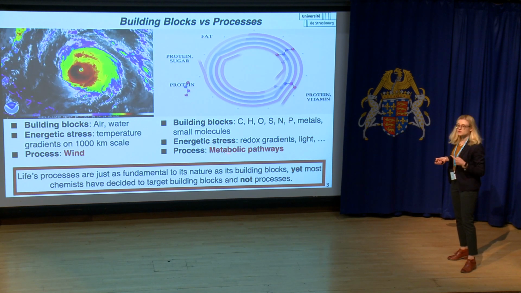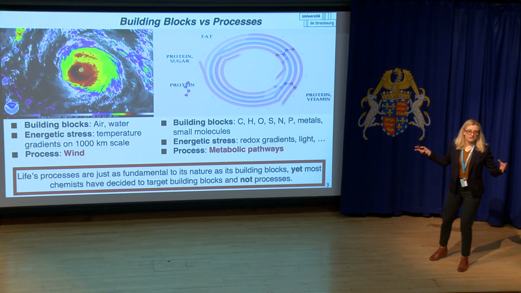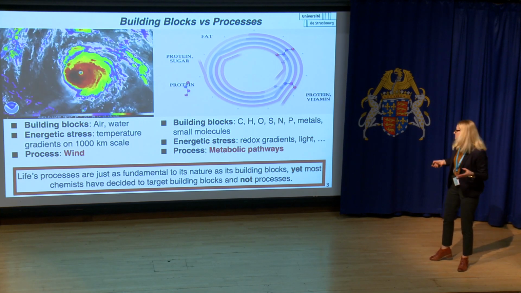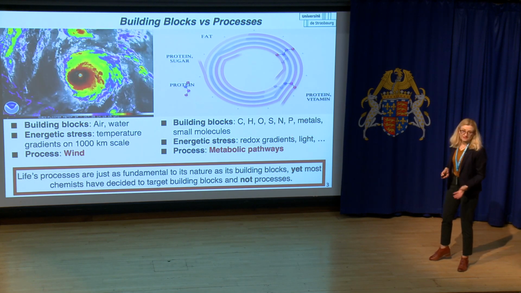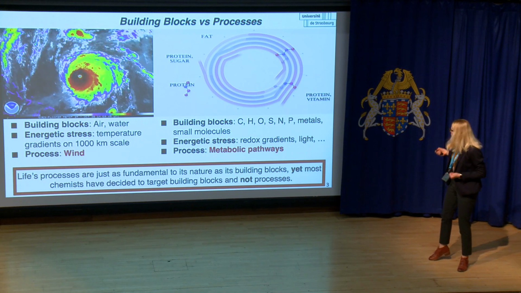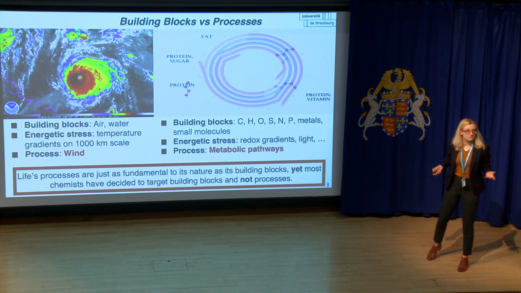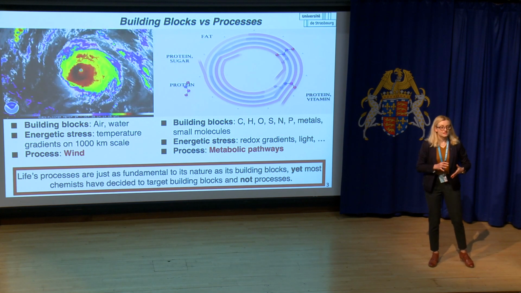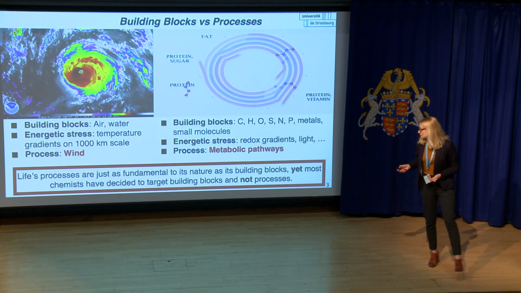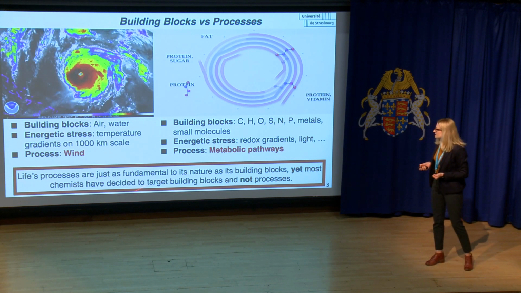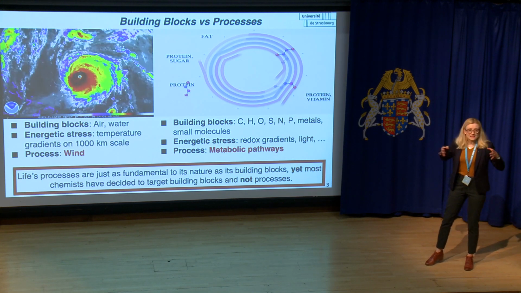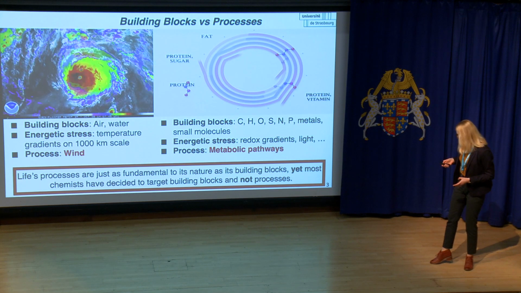For this reason, we also need to look at different gradients and different stresses, different sources of energy. So, for example, redox gradients, such as the one in the Earth battery, or light, or different sources of geothermal energy. And only then do we get to real processes, which in biology are reflected in metabolic pathways. So life's processes are just as fundamental to the nature of life as life's building blocks.